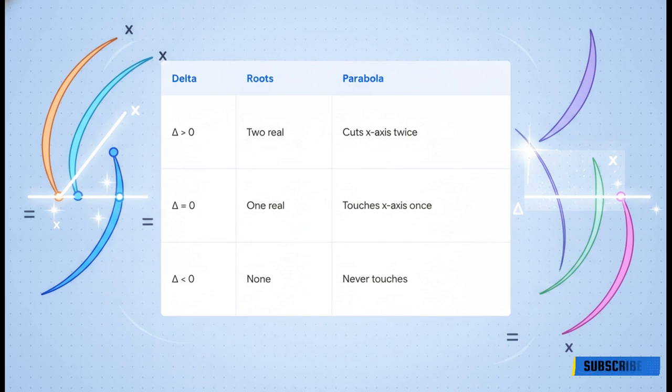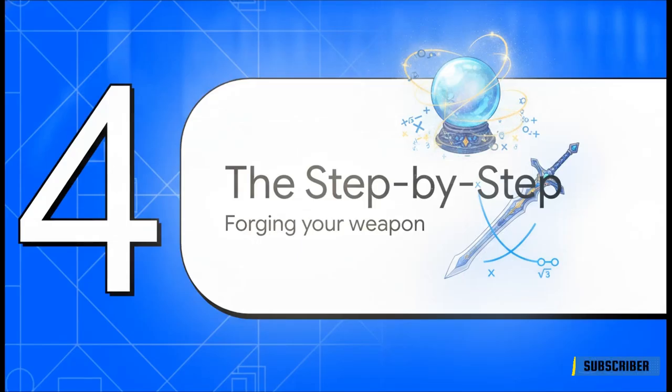If delta is less than 0, like a negative number, just stop right there. There are no real roots. The curve is floating way up above or below the axis, completely missing it. For most high school math, a negative delta literally means you get to drop your pencil because you're done with the problem. Section 4. The step-by-step.